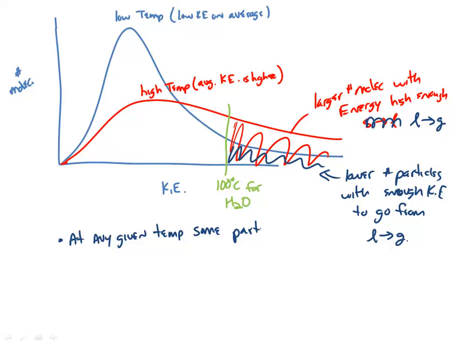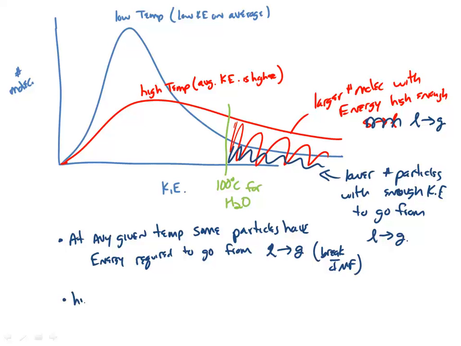Some particles have the energy required to go from a liquid phase to a gas phase, meaning to break the intermolecular forces, but at high temperatures there's more particles. So the higher the temperature, the more atoms there are that can go from the liquid phase to the gas phase, and so we have more and more atoms doing that.